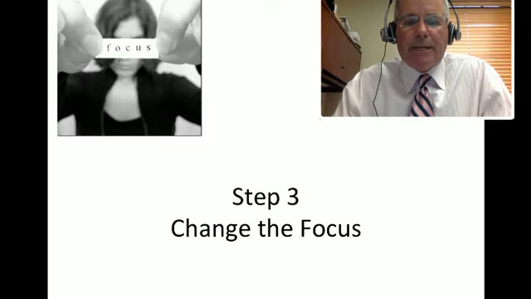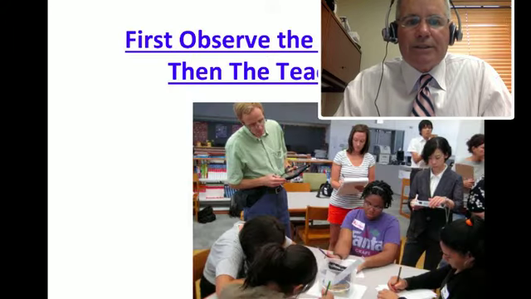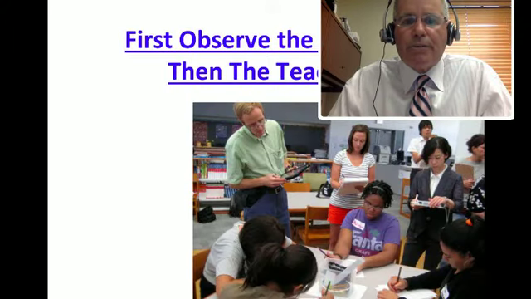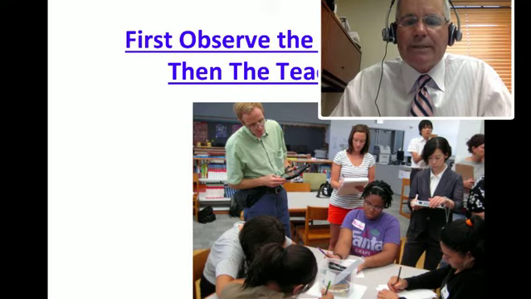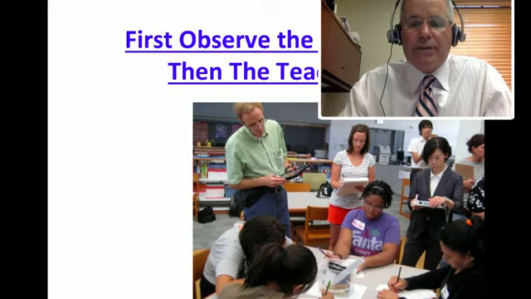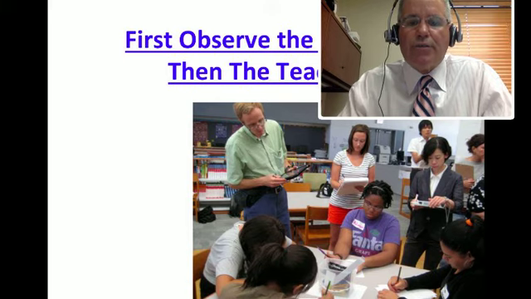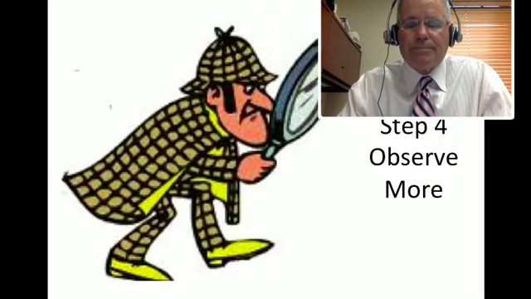The third step in my process is to change the focus. And change the focus has to do with observing through the student to the teacher. And I also recommend that sometimes that's all you would record when you're doing your observational notes: what are students learning. That's very, very important. What are students learning? Not necessarily what the teacher is doing or what students are doing. What are the students learning? So looking through the students to the teacher.